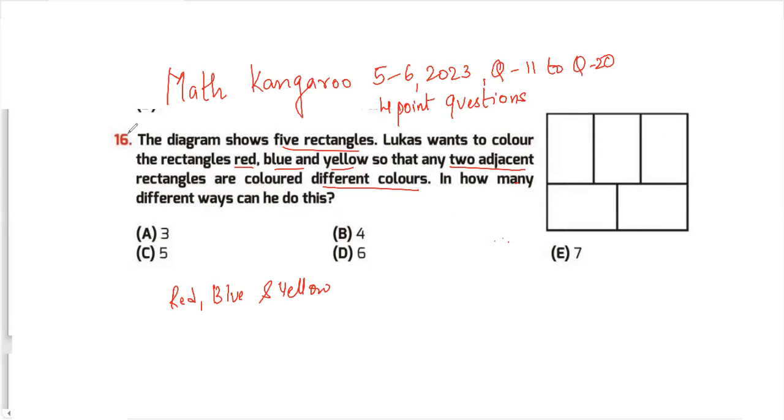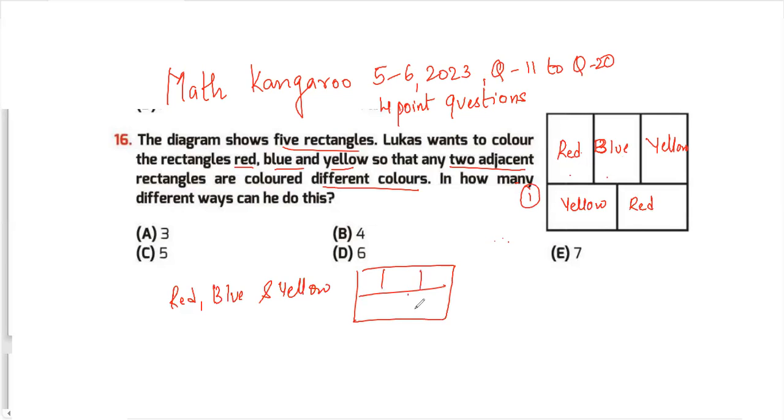So let's just say we color this as red. Okay, we color this as blue. We color this as yellow. Now they're saying that any two adjacent rectangles have to be colored differently. So since you have a red and blue, the only color that you can write here is yellow. And since it's blue and yellow, the only color that you can fit here is a red. So this is one combination.